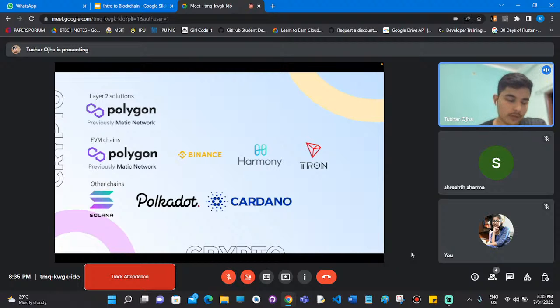What is the EVM? You might have heard about the JVM, the Java Virtual Machine. EVM is similar. It's the Ethereum Virtual Machine, a virtual machine where all the smart contracts run. So these chains you hear about, Polygon, Binance, Harmony, Tron, all use the same EVM code which is publicly available on GitHub. They use this code, write their own logic, rename some stuff, improve certain parts, and then launch their own chain.